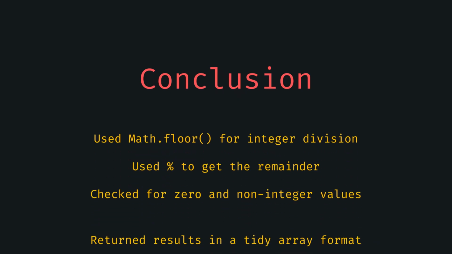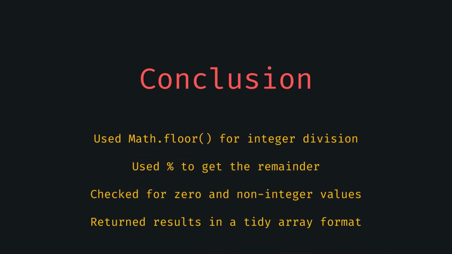So that wraps it up. We've built a function that gives us both the quotient and remainder of any two integers. We've also added smart checks and used JavaScript's built-in math functions to keep things clean and simple. Perfect for your next math-heavy script or coding challenge.